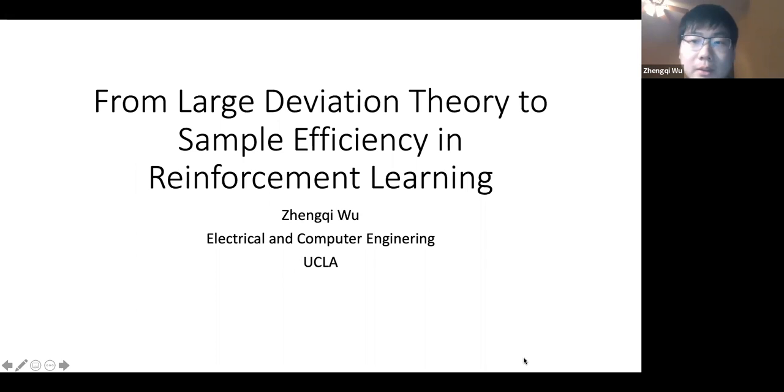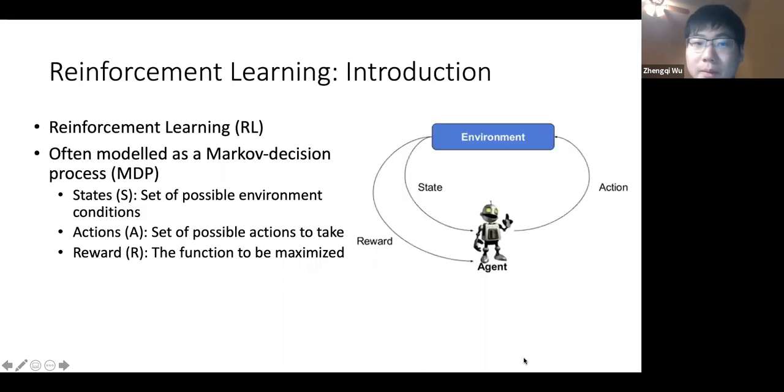Yes. Oh yeah, so I'm from the electrical and computer engineering department, and today I'm gonna briefly introduce sample efficiency in reinforcement learning using the large deviation theory. So next please. Yeah, so first let me briefly introduce what reinforcement learning is. It is basically some agent interacting with some environment, where the agent will make some actions based on the state of the environment, and the agent will receive some reward so that the environment will transition to the next state. It is pretty theoretical, but let me just give an example.